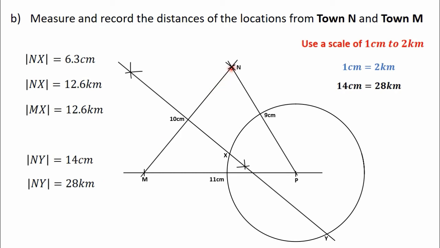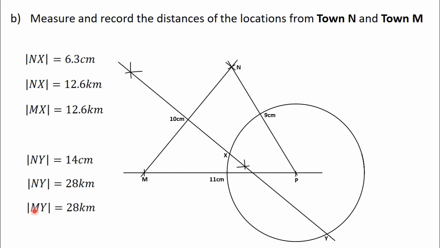We have now measured NY. We have to measure MY, but we know that the point Y falls on the locus of points equidistant from point M and point N. This means that at point Y, the distance from N to Y will be the same as the distance from M to Y. So if NY is 28 kilometers, then MY is also 28 kilometers. We have now measured the distance between town M and town N and the two possible locations of the market.